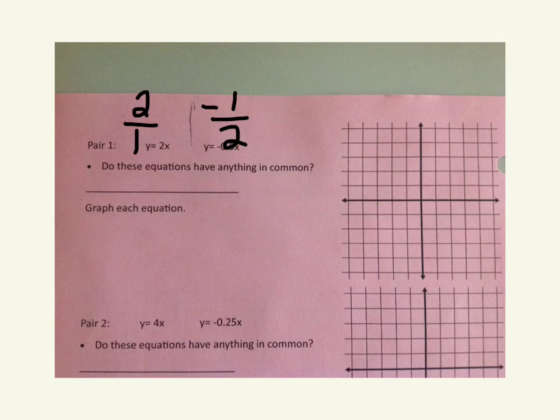So looking at pair 2, my equation is y equals 4x. My other equation is y equals negative 25/100 x. So let's write each of these in a different way to express their commonalities. Let's write them as fractions. 4 as a whole number as a fraction is 4 over 1. Negative 25/100 as a decimal written as a fraction is negative 1/4. Okay, I'm starting to see a trend. Let's go down to pair 3 and see what happens there.